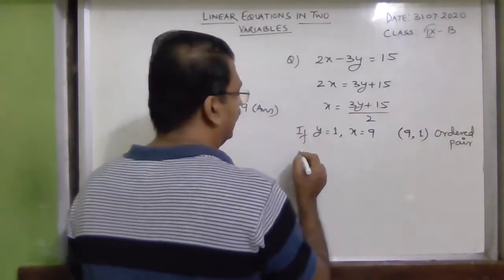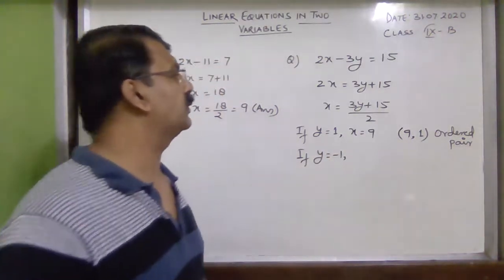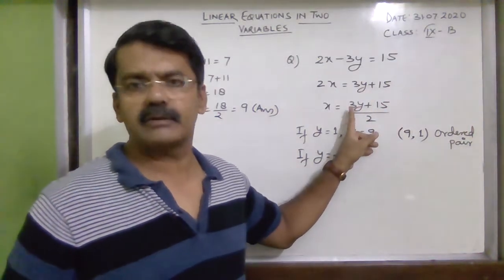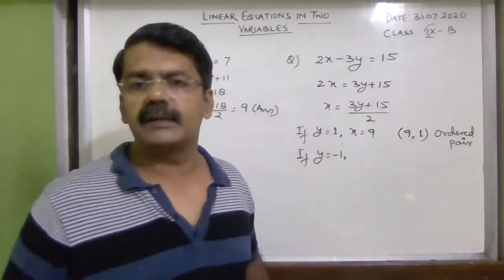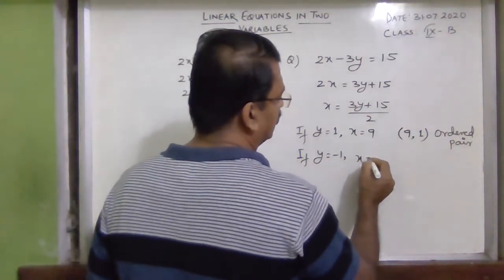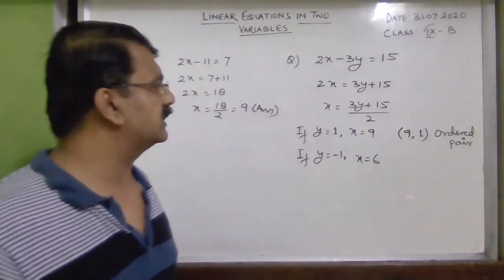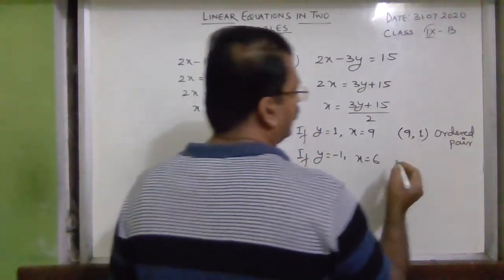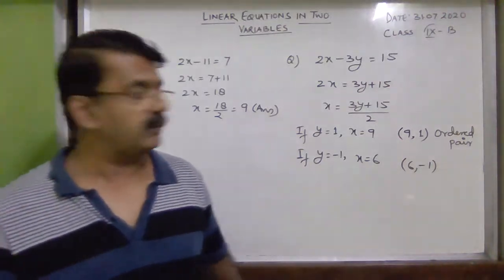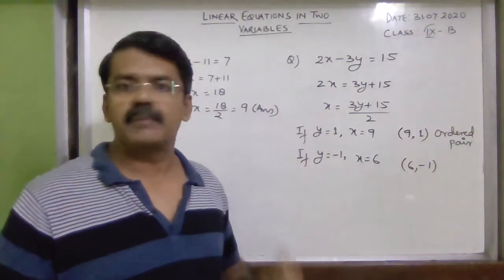Now you see, if y is equal to minus 1, and you put y is equal to minus 1 here, 3 into minus 1 will be minus 3, 15 minus 3 will be 12, and 12 upon 2 is 6. So x is equal to 6. So when we put y is equal to minus 1, then x is equal to 6. One more answer, 6 comma minus 1, again in the ordered pair form.